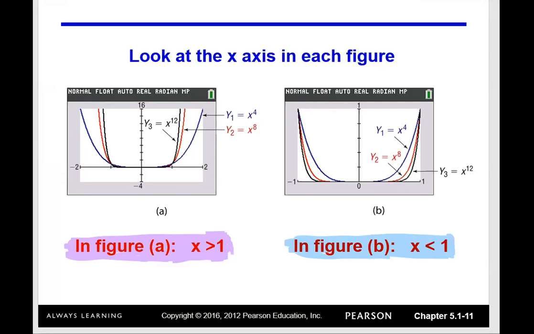Now, those are the even ones. Now we look at the odds. Remember, if it's an even exponent, either both ends will be up or both ends will be down, depending on the leading coefficient. If the leading coefficient is positive, both ends will be up. If it's negative, both ends will be down.